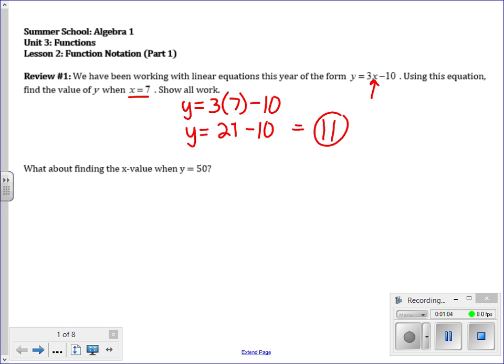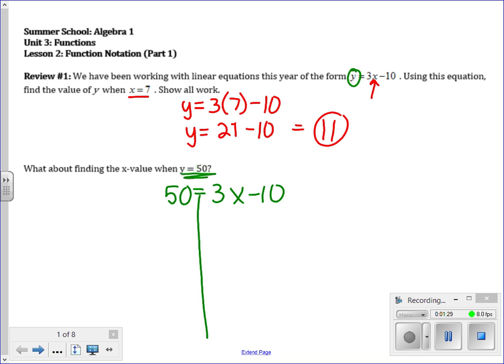Now, if we use the same equation, what about finding the value of x when y equals 50? This time I have to take the value of 50 and put it in for y, because I'm searching for the value of x. So I'm going to take 50 equals 3x minus 10. Now this takes us back to Unit 1, which was solving equations.